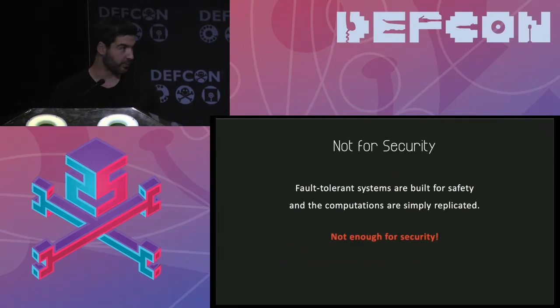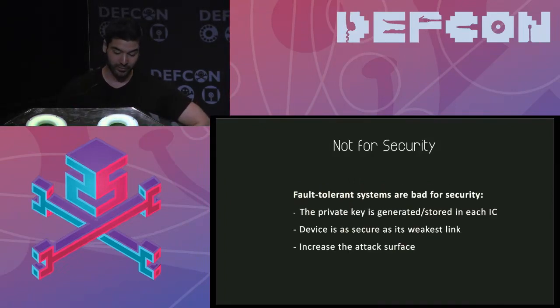The problem with fault-tolerant systems is that they are built for safety and they do their job very well for that, because they replicate the computations, but for security they don't transfer well at all. Actually, they're bad for security because what you end up having is a system that has three processors storing your secret key, meaning that if one of your processors is compromised, then you're prone to attacks. So instead of actually improving your security, you increase your attack surface.